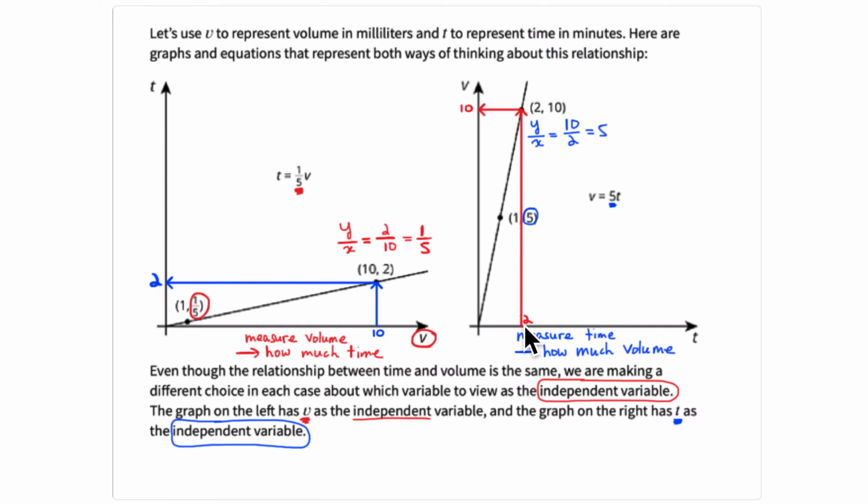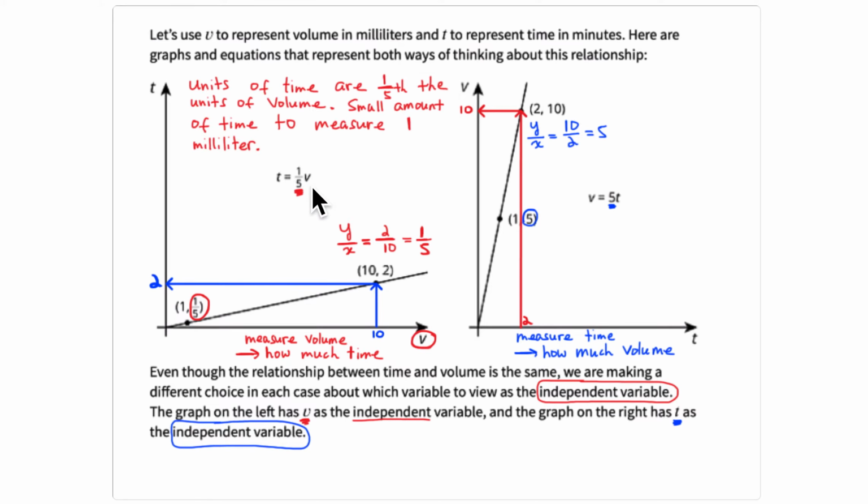So the time is the independent variable, and the volume that you measure is the dependent variable. 10 milliliters for that 2 minutes time that you measure the leak. So notice that the units of time are 1/5 the units of volume. So this over here, the units of time are 1/5 the units of volume. That means that it takes a small amount of time, 1/5 of a minute, to measure 1 milliliter. So just in a very short period of time, you can measure 1 milliliter, 1/5 of a minute. So a small amount of time to measure 1 milliliter.